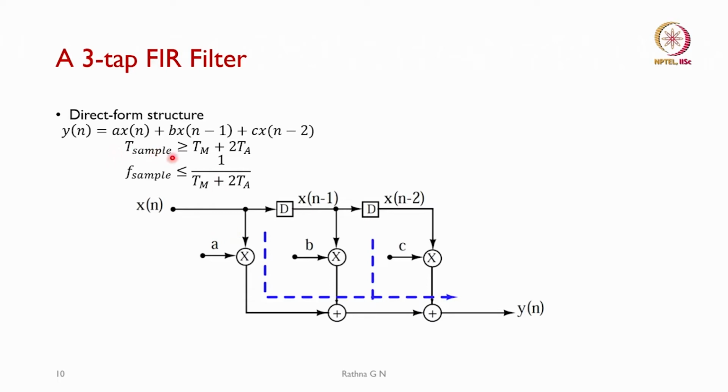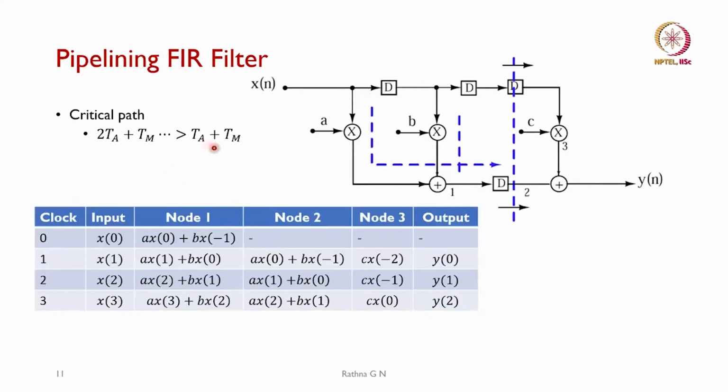So, if I talk about the sampling period, T sample should be greater than or equal to the time taken to do multiplication, because the longest or the critical path delay here is 1 multiplier and then 2 adders. So, it becomes Tm plus 2 times the time for addition. So, the sampling rate is going to be less than or equal to 1 by Tm plus 2 Ta. So, we will see how we can avoid this.